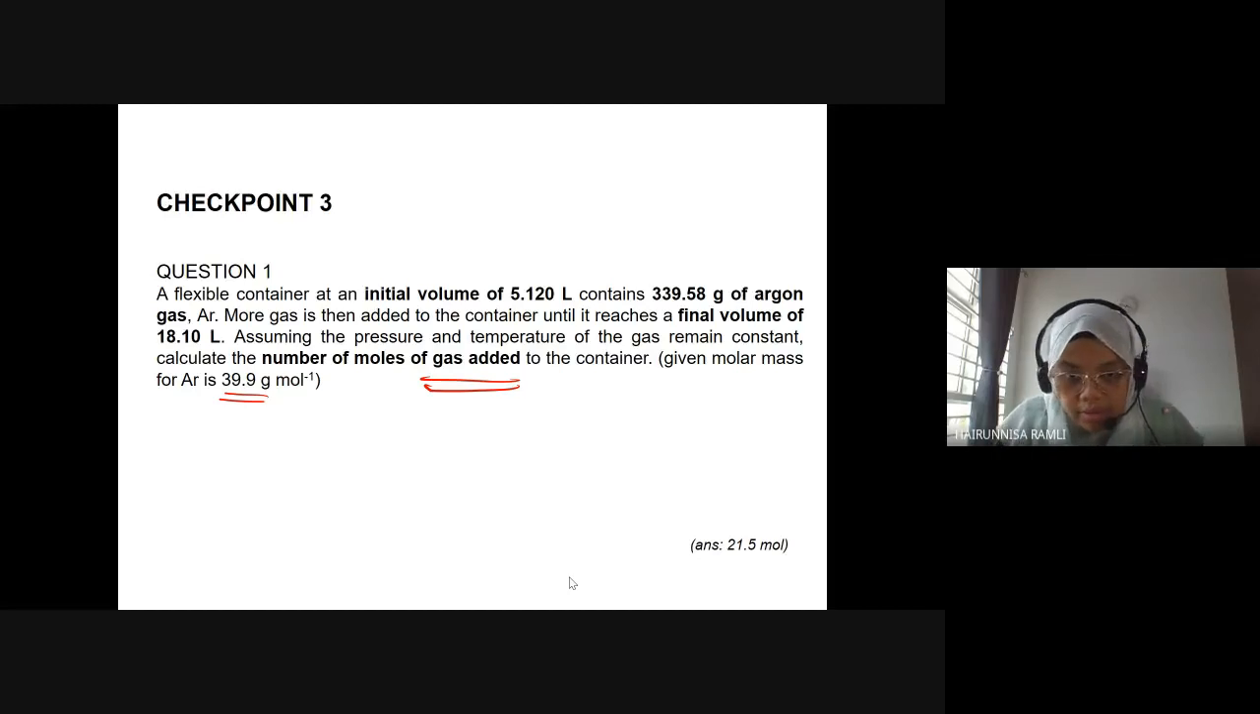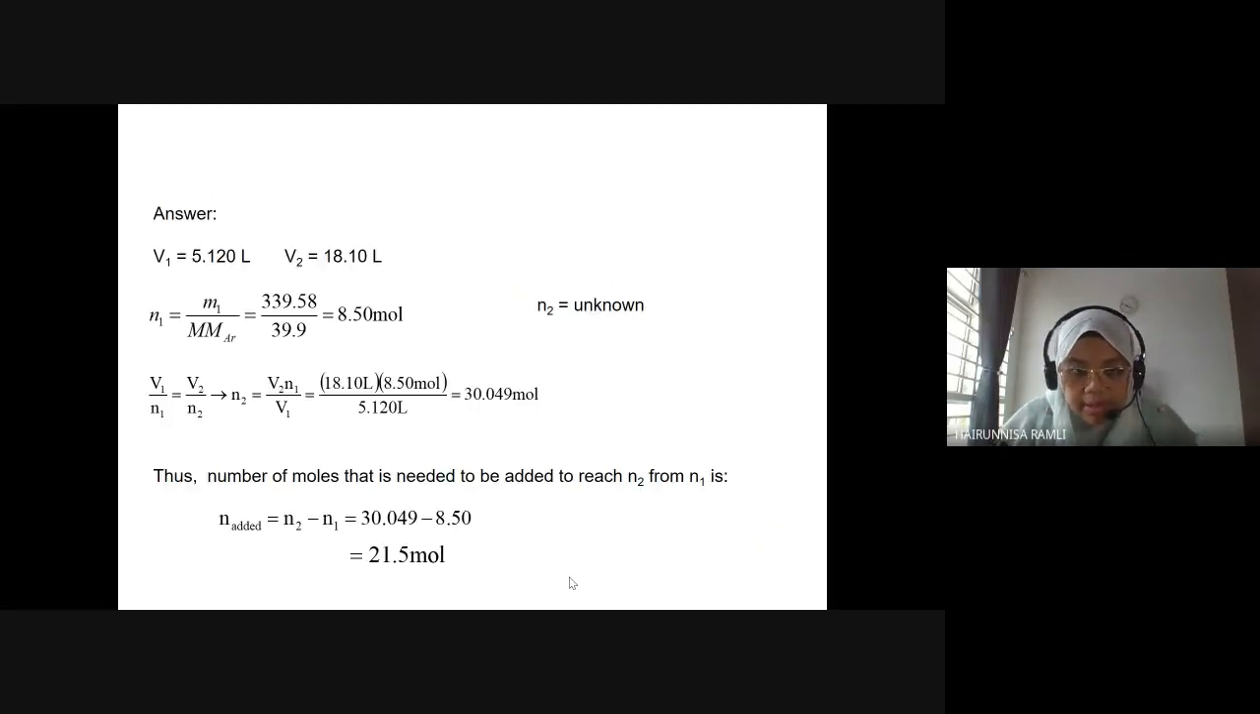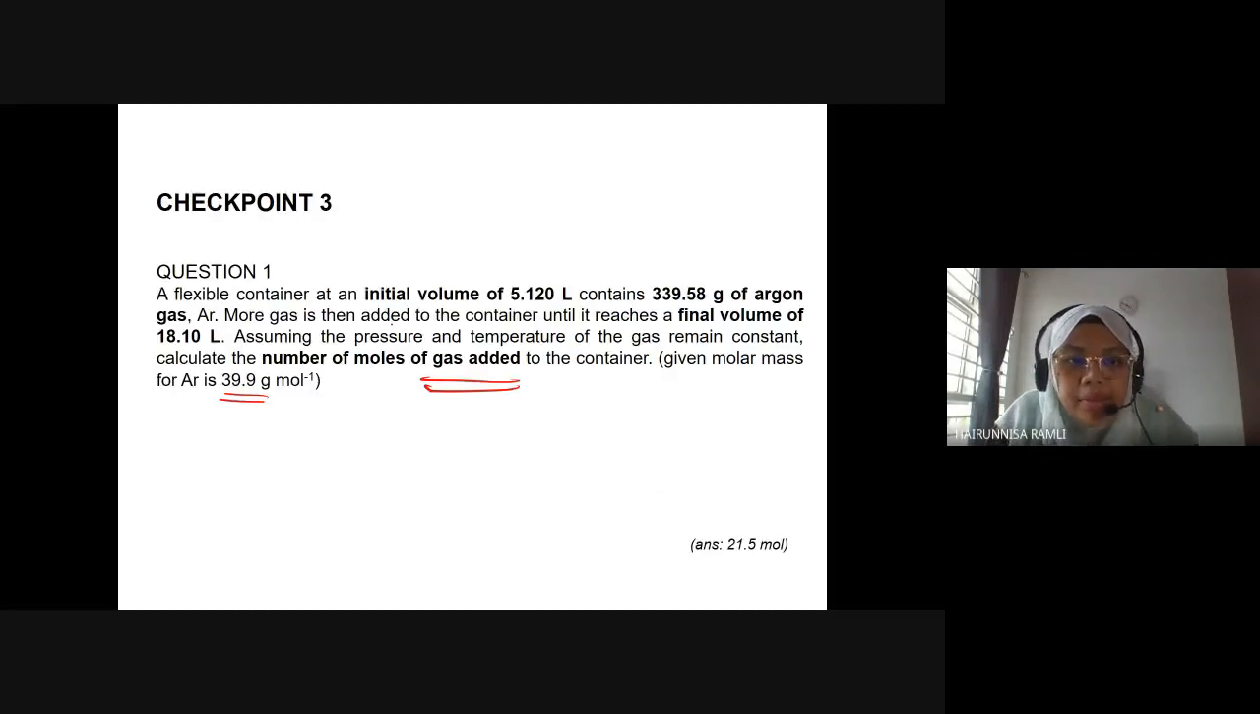Okay, so kita tengok eh. So basically, jap tengok balik soalan eh. A flexible container at initial volume, ni initial volume, maksudnya container ni boleh berubah volume dia lah. So initial volume is 5.12 liter, so V1. And then dia tak ada mole tapi dia ada mass.